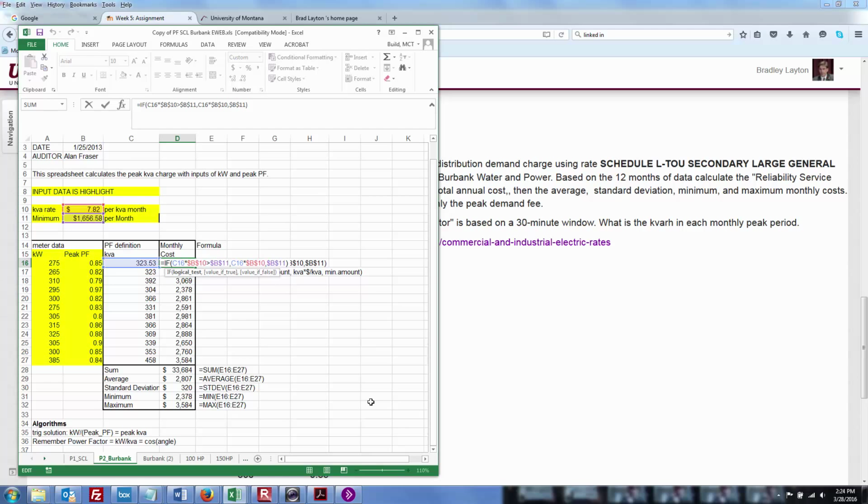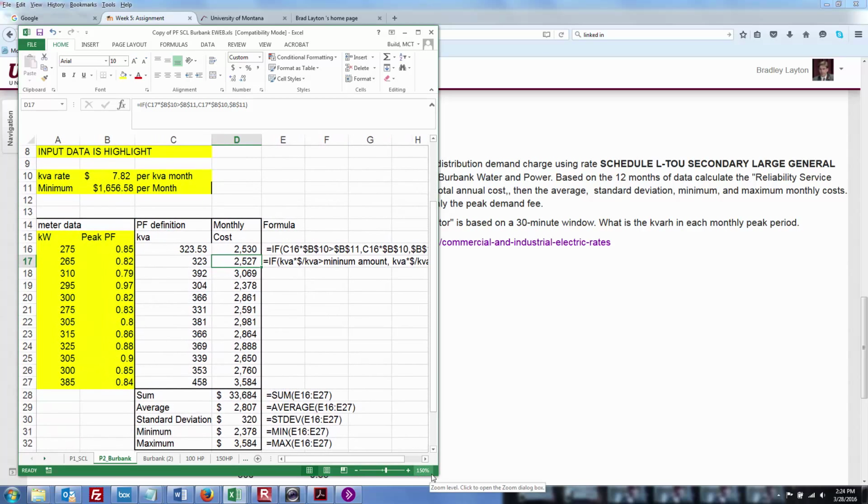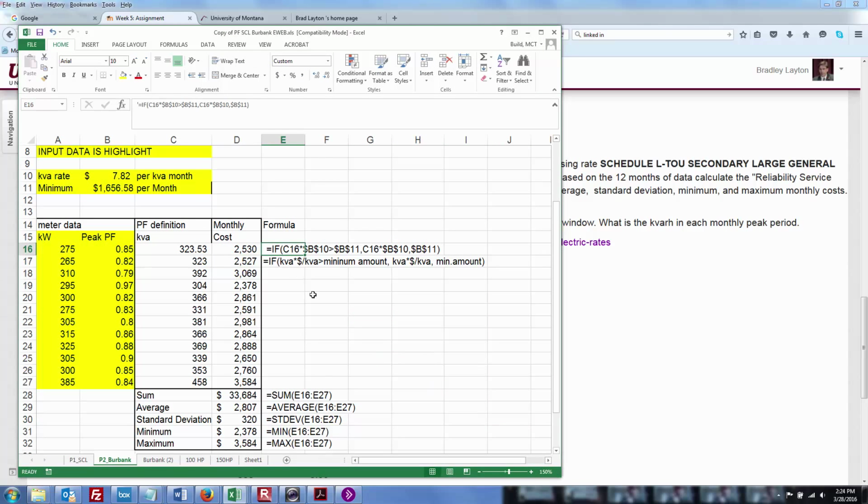So again, we're looking at an if statement. Let's make that just a little bit bigger so we can inspect it right here. So if C16, that's the kVA definition, so it's the kVA charge, times B10, so B10 is the kVA rate, dollars per kVA month, is greater than B11, there's the minimum charge, then what we're going to be charged is C16, which is how much kVA we used, times B10, which is the rate. Otherwise, just use the minimum.